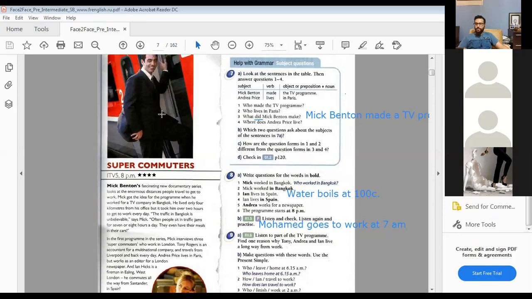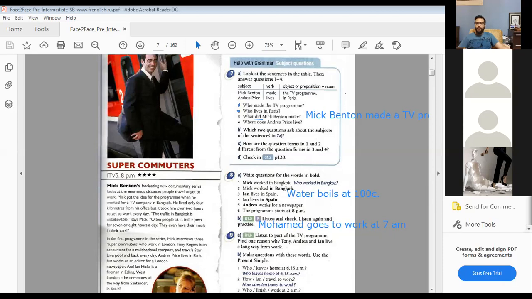Okay, now in part B here, it says, which 2 questions ask about the subjects of the sentences? Number 1 and 2. That's right. So number 1 and number 2, these are subject sentences, okay? Let's put a little mark here. Number 1 and 2 are subject sentences because they ask about the subject, the person. Who made the TV program? Nick Benton. Who lives in Paris? Andrea Price.